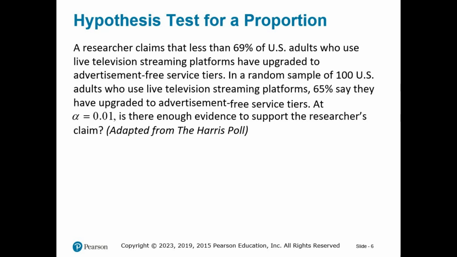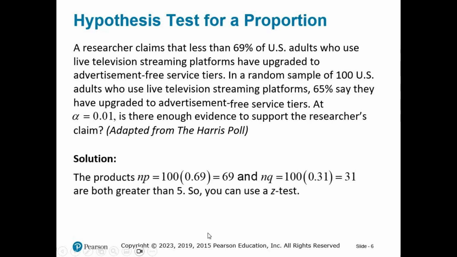Okay, so we start by making sure we can approximate this normally. What is our N value, our sample size? It is 100. What is our P value? That gave us 0.69. So what must Q be? Remember, that's the complement. 1 minus 0.69. That's 0.31. So we need to multiply 100 times 0.69. We get 69. And we multiply 100 times 0.31, and we get 31. Both of those are larger than 5, so we are good to go with the z-test.